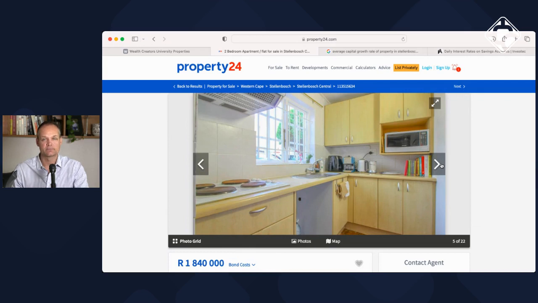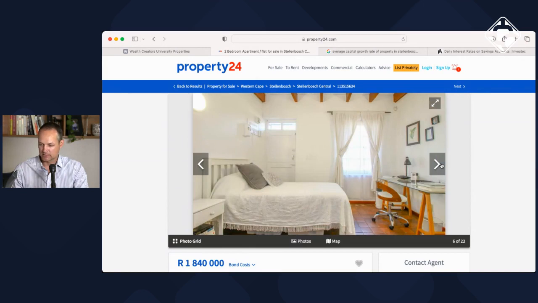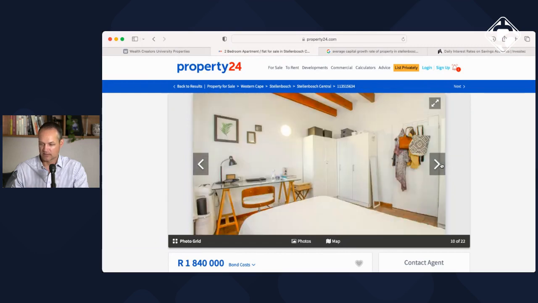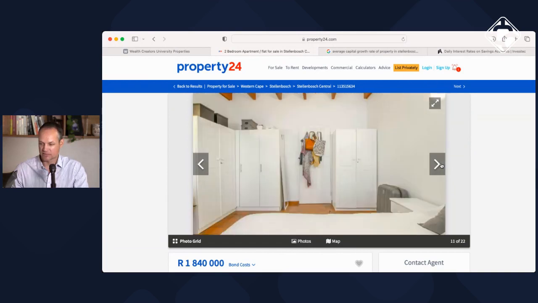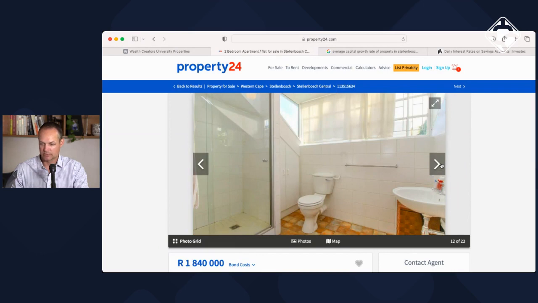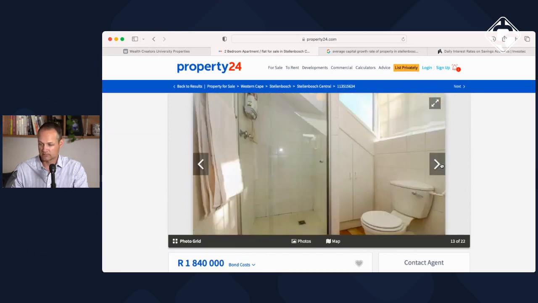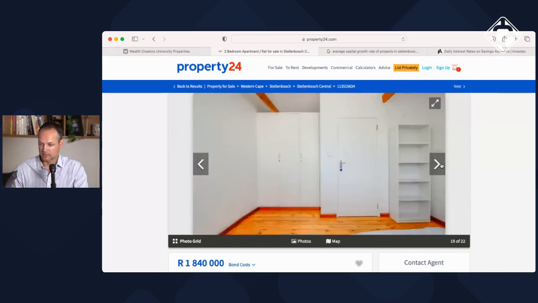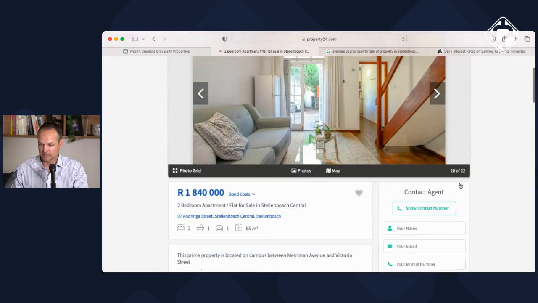The kitchen, obviously it's not top notch, but definitely not too bad. Looking at the bedrooms, more than sufficient again. So let's say I'm trying to target the potential student market. Very nice. That's probably the second bedroom. More than sufficient space. Nice built-in cupboards as well. In the bathroom, basic, but more than sufficient again. Oh, that's the second bedroom, I presume. All right, so let's look at the details.